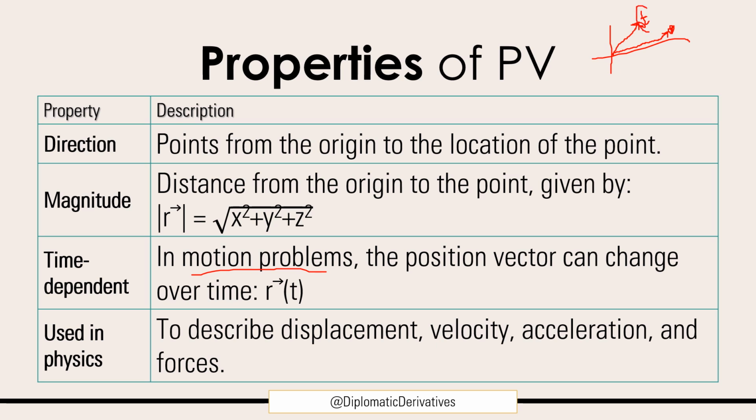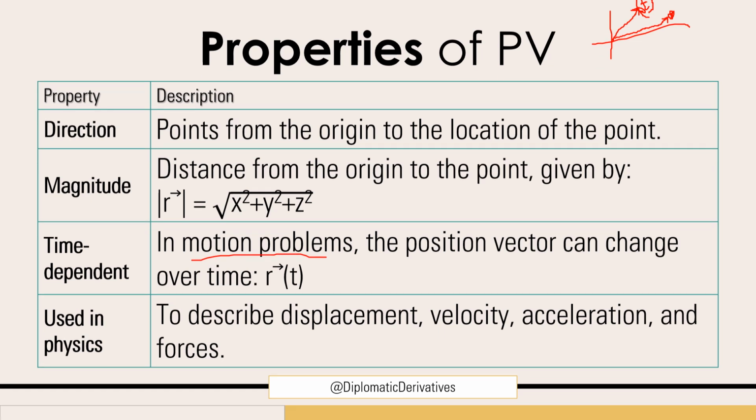So there is some time involved which changed the magnitude, because definitely the second position vector is bigger than the first one, right? So after some time t, the magnitude of the position vector increased. The direction also changed. So it is therefore time dependent. All right, it's used in physics to describe displacement, velocity, acceleration, and forces. So it's used in physics to understand what the displacement is, what the velocity of the object is, what the acceleration is at which the object moved, and what the forces are that make the object move. This is all explained through position vectors.